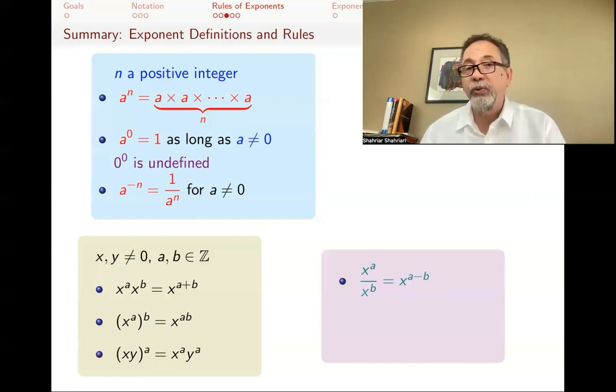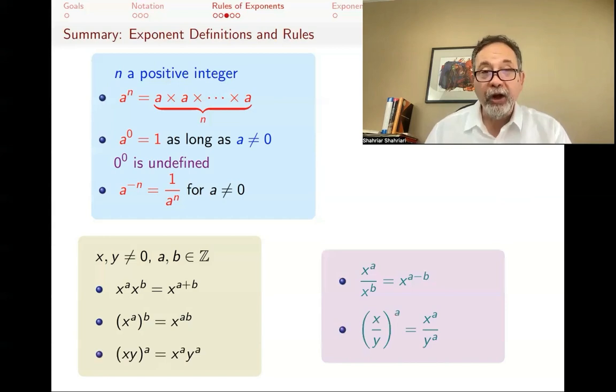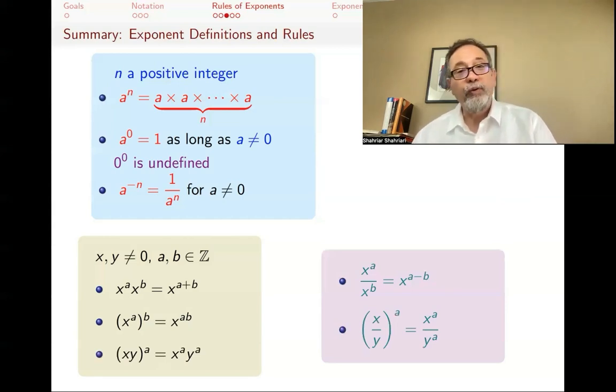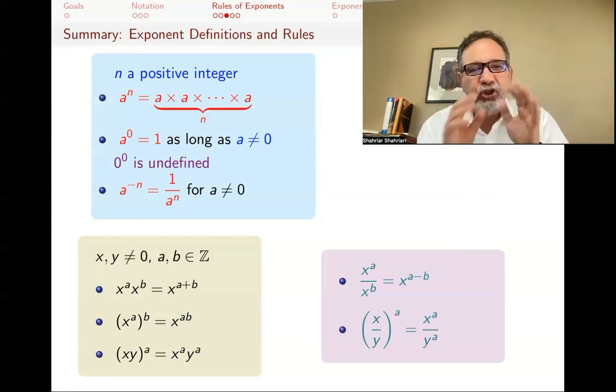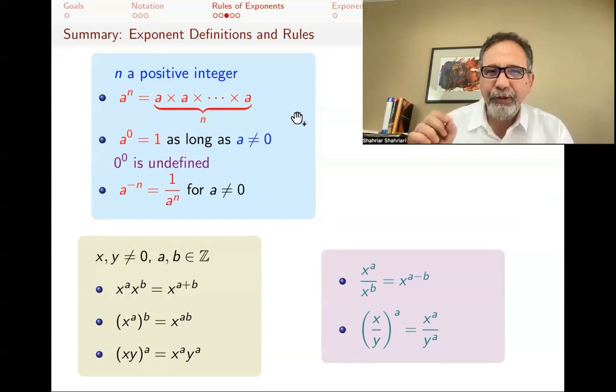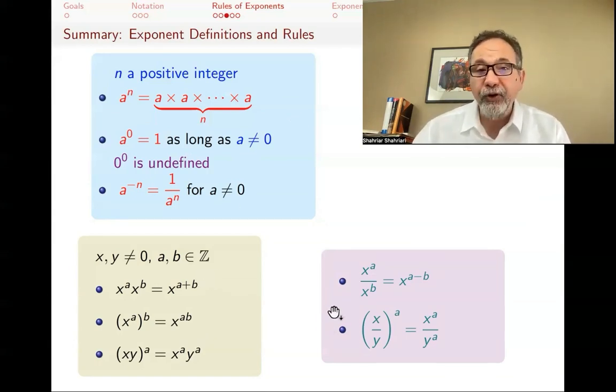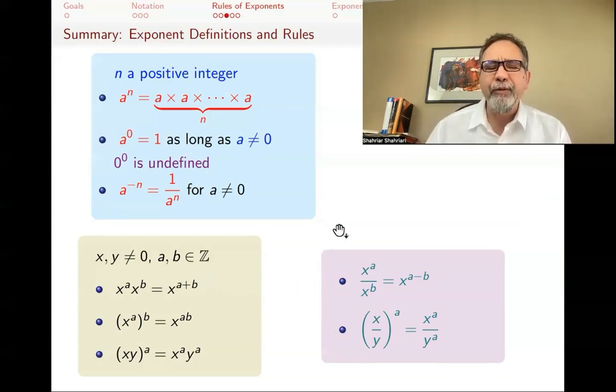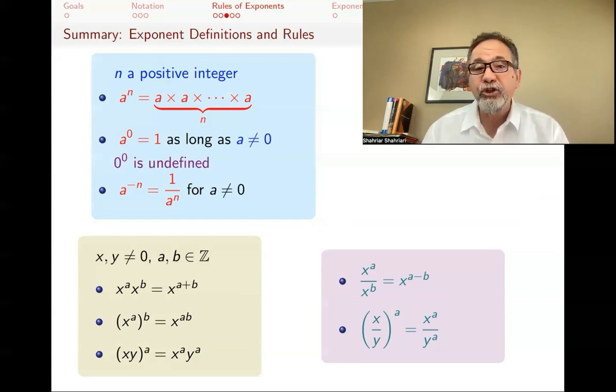We had these two other ones: x to the a over x to the b is x to the a minus b, and x over y to the a is x to the a over y to the a. But my point is that if you just know the basic definitions, the ones in blue on top, then by trying one simple example, you will discover what these rules are. You don't really have to memorize them. But after a while, they become second nature, and that's helpful when you want to do things quickly.